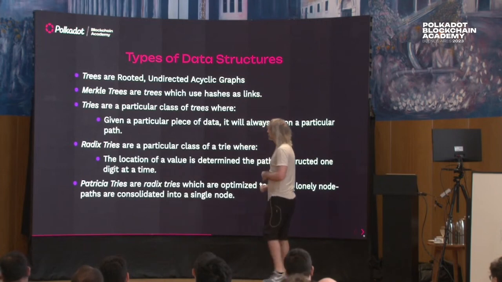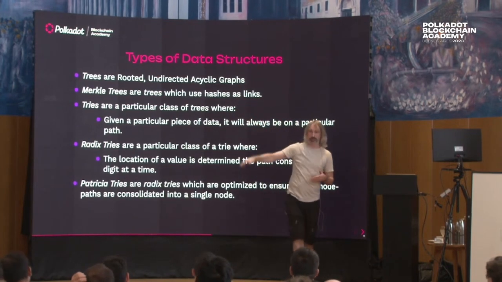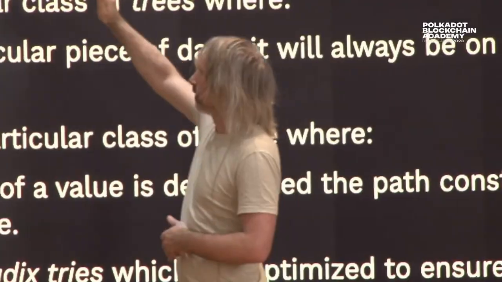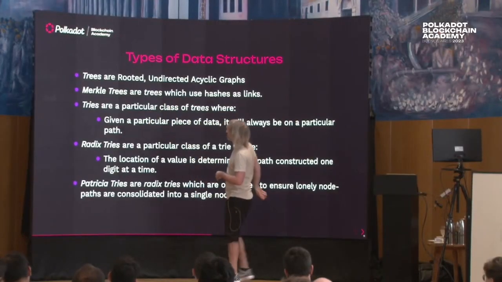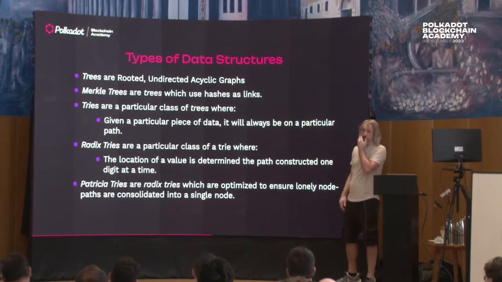Merkle trees are trees which use hashes as the arrows, as the links. They use hashes in order to reference nodes. Pointer-based trees use pointers. Merkle trees use hashes. Familiar with these two. Tries are a particular class of tree.